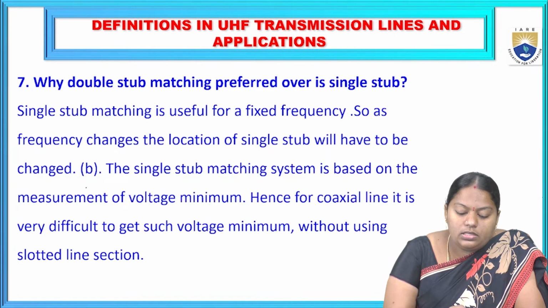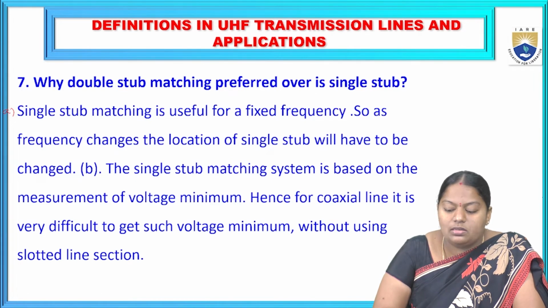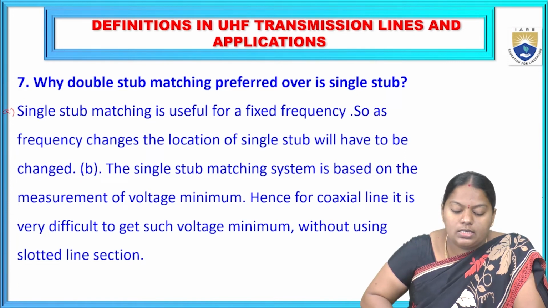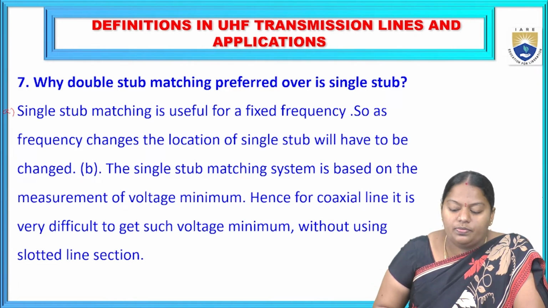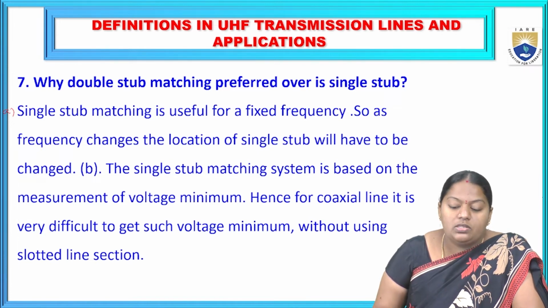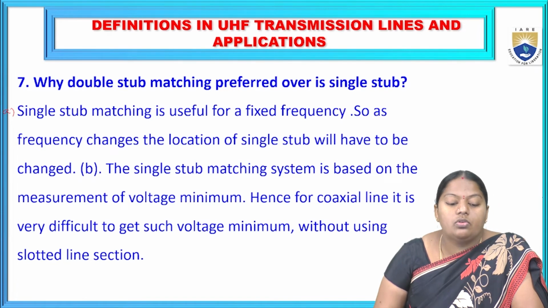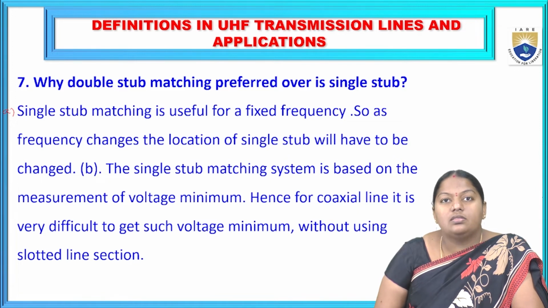Then next, this is point A, this is point B. The single stub matching system is based on the measurement of voltage minimum. Hence, for a coaxial line, it is very difficult to get such a voltage minimum without using a slotted line section. That's why, in order to handle variable frequency and variable maximum voltage cases, we prefer double stub matching over single stub matching.